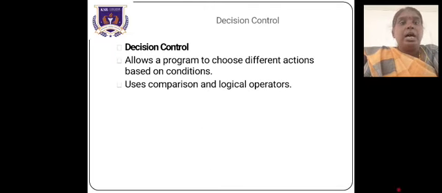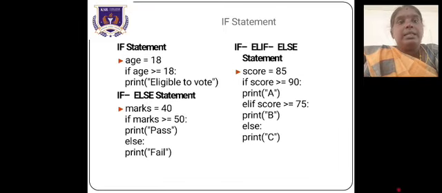Decision control allows a program to choose different actions based on the conditions. Uses comparison and logical operators. If statement: age = 18, if age >= 18, print("Eligible to vote"). Next one, if else statement. marks = 40. If marks >= 50, print("Pass"), else print("Fail").